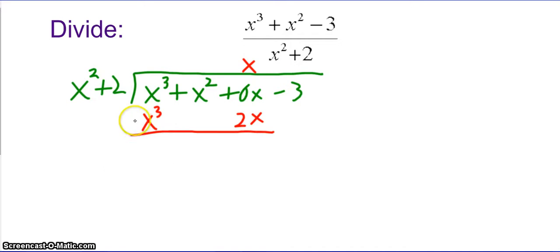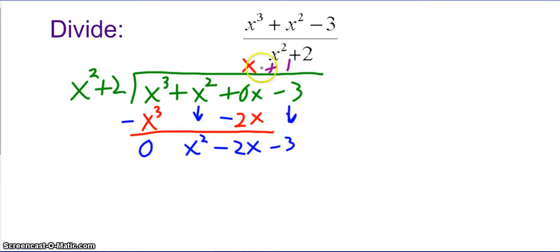And now we'll subtract. So this becomes 0. This becomes x squared minus 2x. And I can bring down the 3 if I want. Now I divide again. So x squared divided by x squared is going to be 1. So I'm going to have plus 1. Now I multiply. 1 times x squared is x squared. 1 times 2 is 2. Now I subtract.